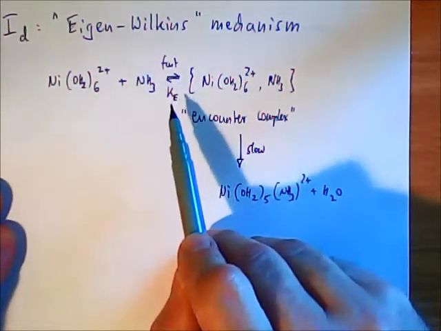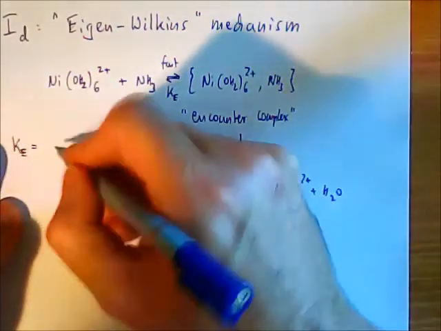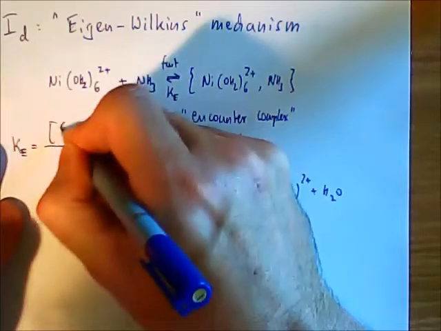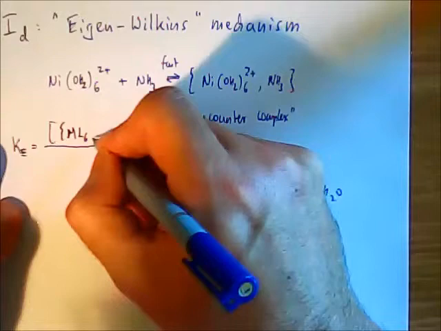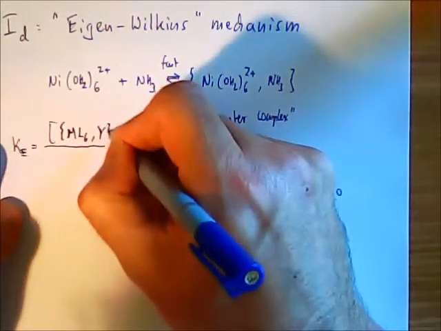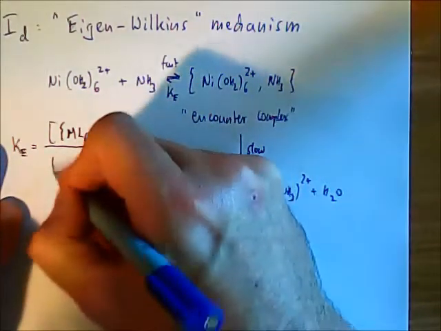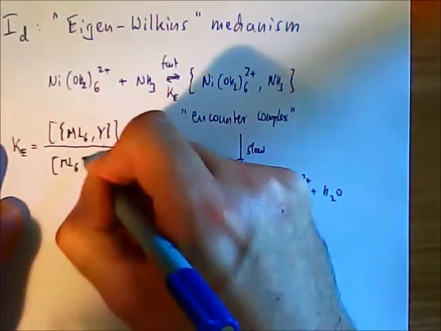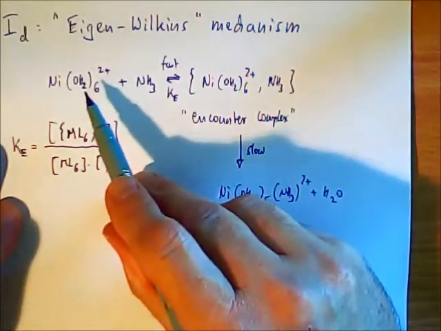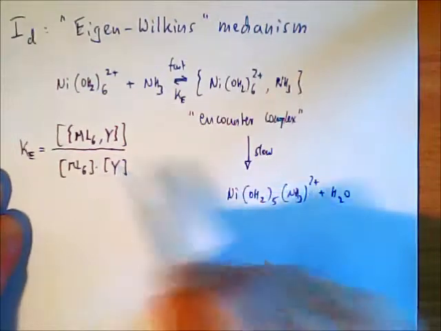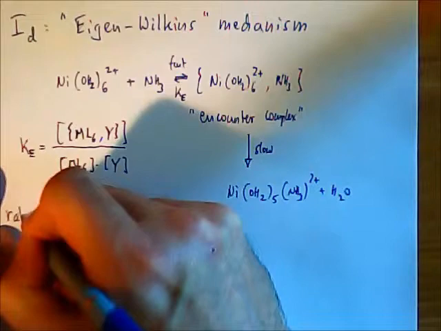So this equilibrium constant K can be expressed by the concentration of this encounter complex. I just make it short, I just write ML6 and Y in the general case, divided by the concentration of ML6 multiplied by the concentration of Y on the left side. Now this reaction from here to here can be described by the reaction rate.